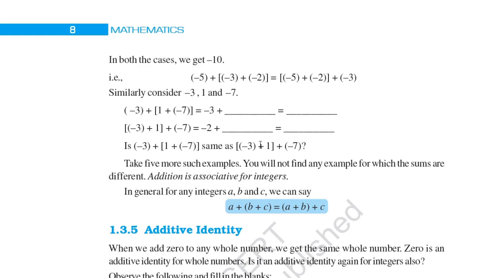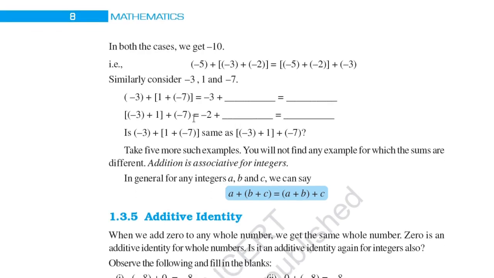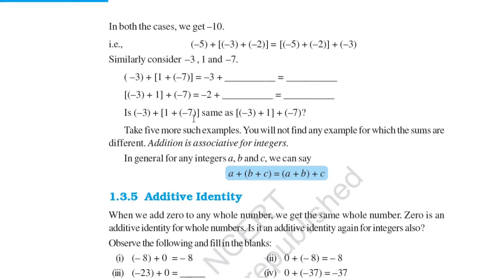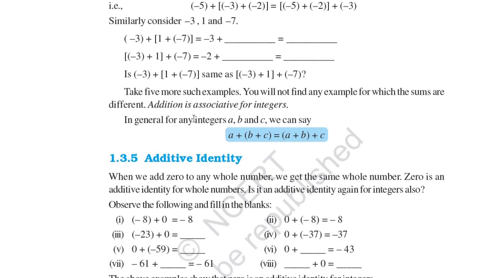Take 5 more such examples. You will not find any example for which the sums are different. So addition is associative for integers. So it is an associative property. In general, for any integers a, b and c, we can say that a + (b + c) is equal to (a + b) + c. So it is an associative property.